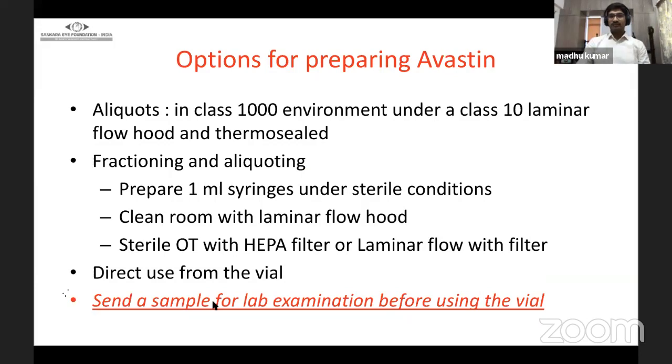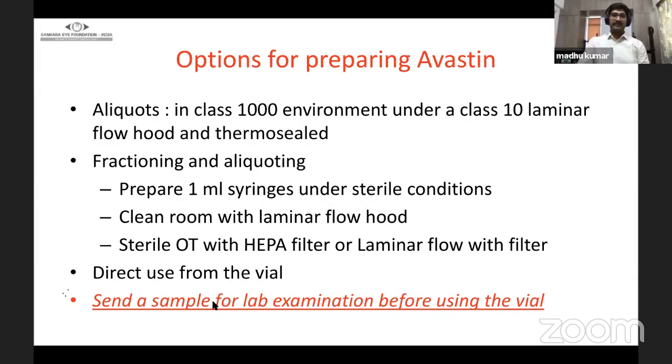If you don't have a laminar flow in your hospital, a sterile OT with a HEPA filter or a laminar flow with air filters is adequate. So this is the most preferred way of splitting in most of the hospitals. The third one is the direct use from the vial. Though there are no studies which recommend the usage of that, it can be used cautiously.